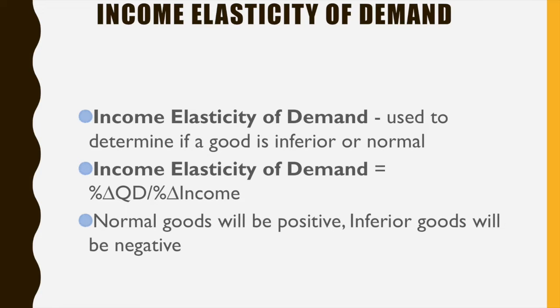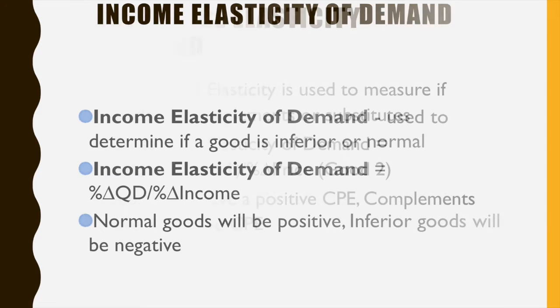So if you think about it, what that means is if your income goes down, so that's a negative, and your quantity demanded increases, that's going to be an inferior good. Goods you tend to buy more of when you have less money.